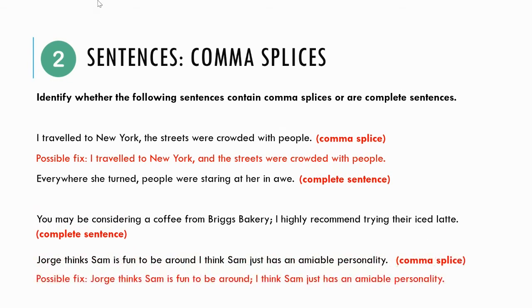The final example is considered a comma splice. One possible fix is, "George thinks Sam is fun to be around; I think Sam just has an amiable personality." This semicolon correctly joins the independent clauses, which are related to one another.